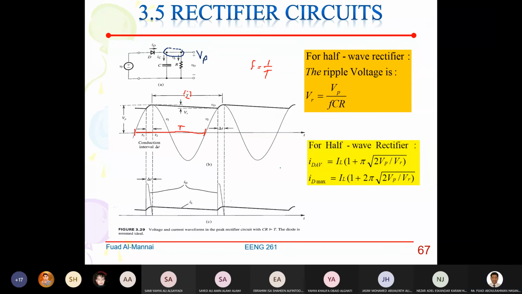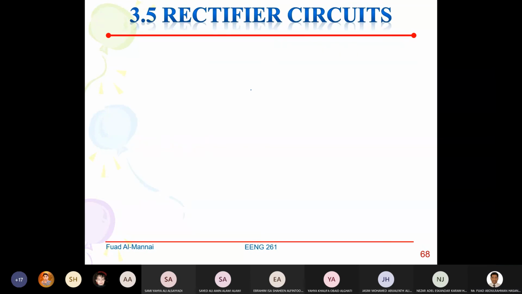Remember that F is equal to 1 over T, where T is the time for the full wave. We call this the period. F is equal to 1 over T, the period. Any questions? All right.